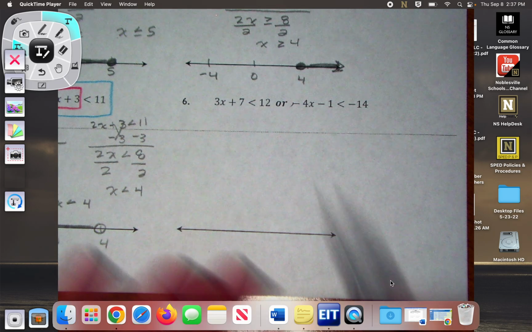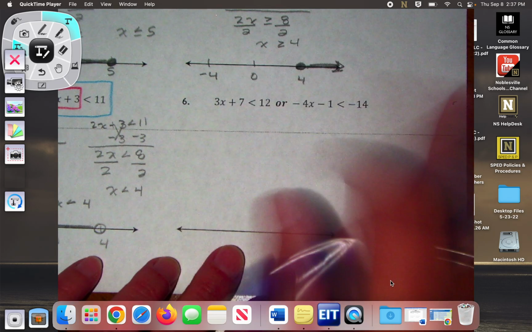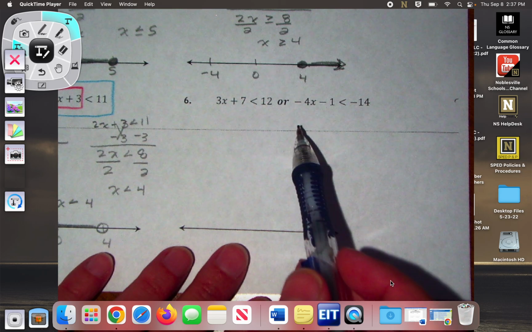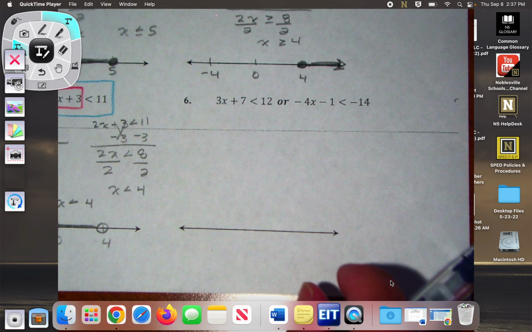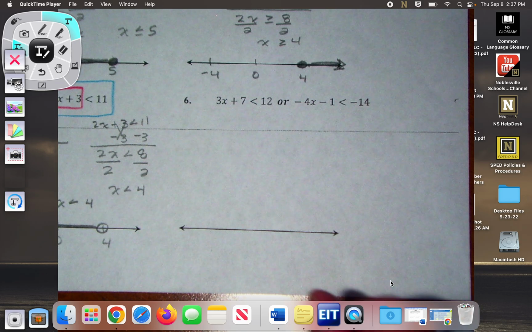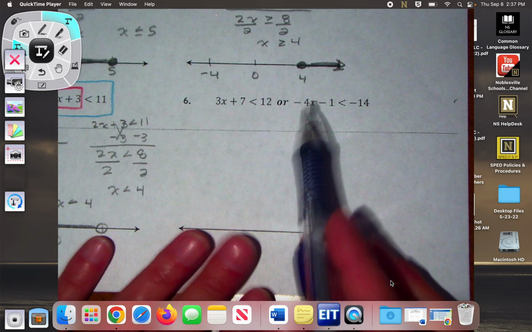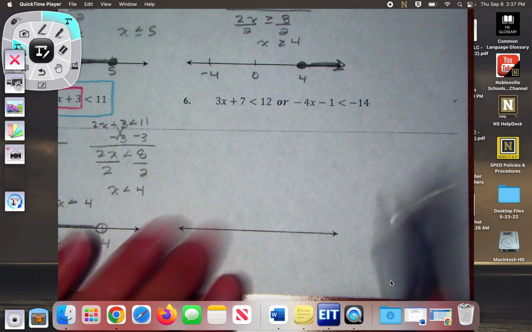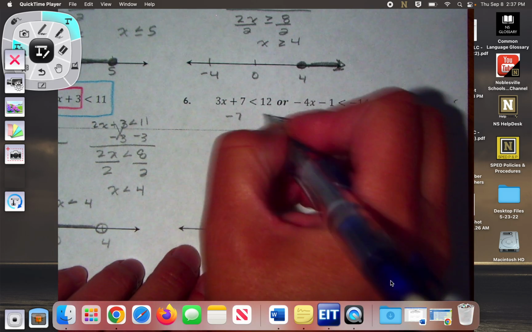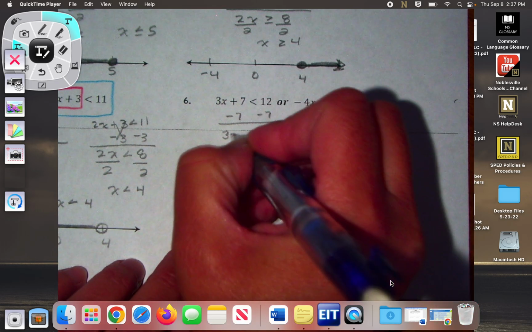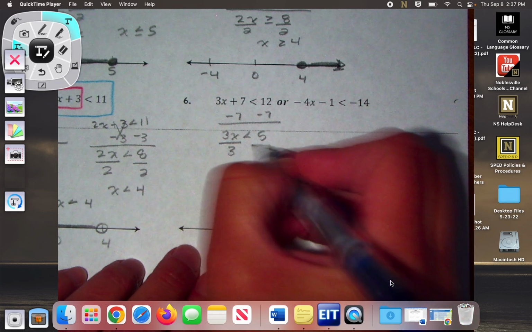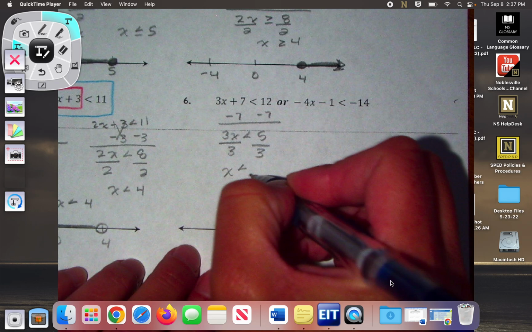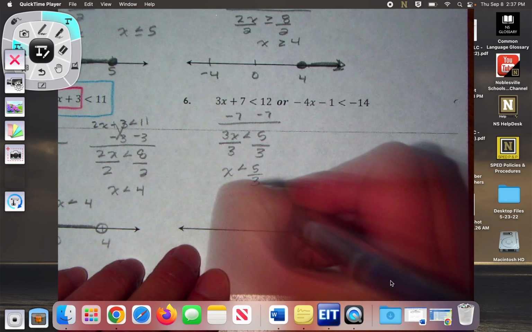Okay, for this one we have "or." Okay, back on track please. We're going to solve this "or." So my graph we know is going to go in opposite directions. Subtract 7 from both sides. 3x is less than 5. Divide by 3. X is less than 5 over 3.